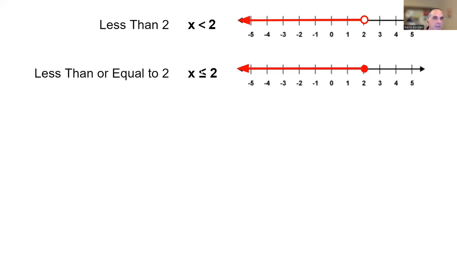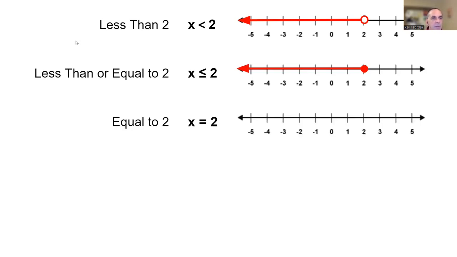I think that's the easiest way to remember which way the arrow goes. Next one is just equals to 2. We're familiar with that one. X is equal to 2. There's our number line. It's just a filled in circle at the number 2. There is no arrow. That is the solution. X is equal to 2.